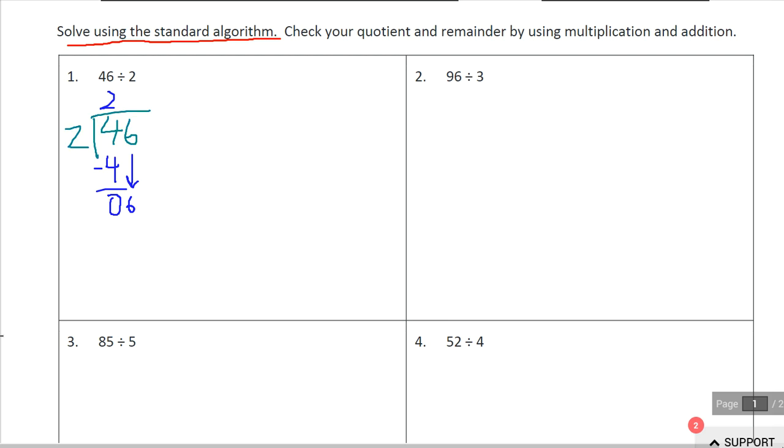Now we do the same thing for the ones. We have to figure out, how many times can 2 go into 6? 2 times blank equals 6. Well, that would be 2 times 3 is equal to 6. And when we subtract, we get 0. So we have no remainder on that one. So our quotient is equal to 23. And this one we have no remainder. So the remainder is 0.